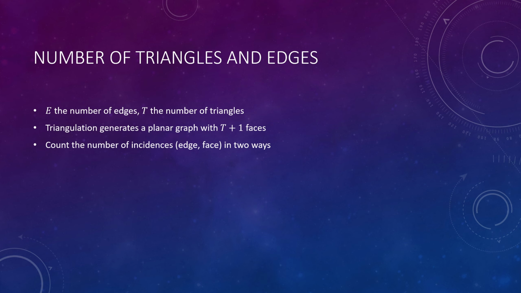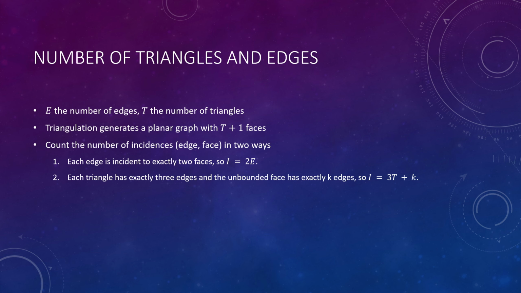We count the number of incidences of edge face in two ways. First, each edge is incident to exactly two faces, so that number is 2E. Then we look at how the faces are, because there are exactly T triangles, which have exactly 3 edges each, and the unbounded face has exactly k edges, so that number is 3T plus k. We also recall Euler's theorem, which gives us a relation between the number of points, the number of edges, and the number of faces. And now we combine all of the above, and we're going to get the desired result.